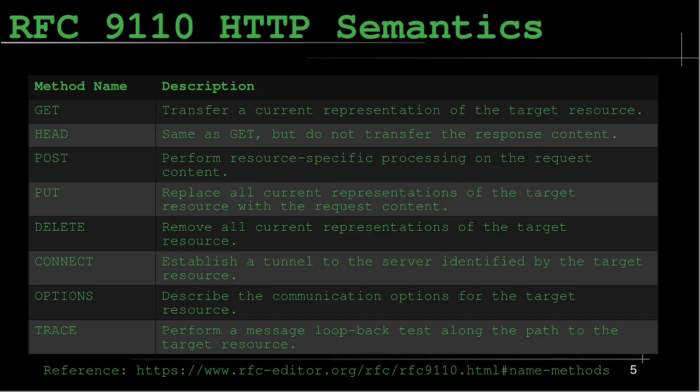The HEAD method asks for a response identical to a GET request, but without the response body. This is usually used to check if a resource exists or get some metadata about it without downloading it. All general-purpose servers must support the methods GET and HEAD. All other methods are optional.